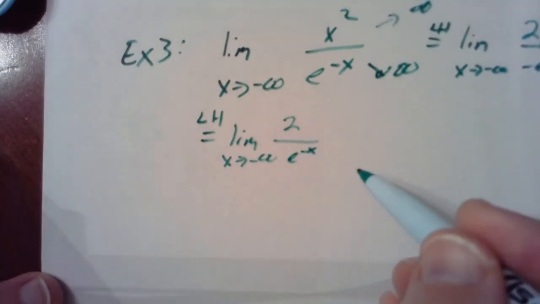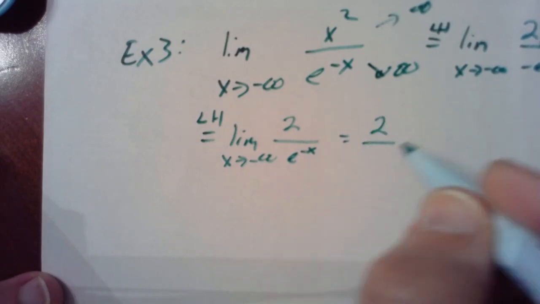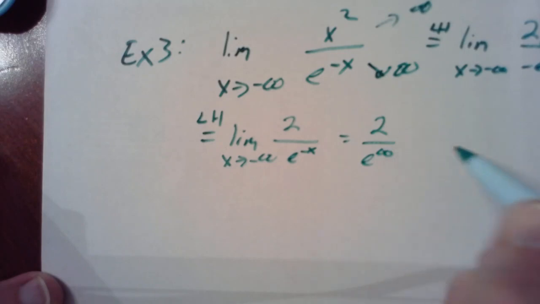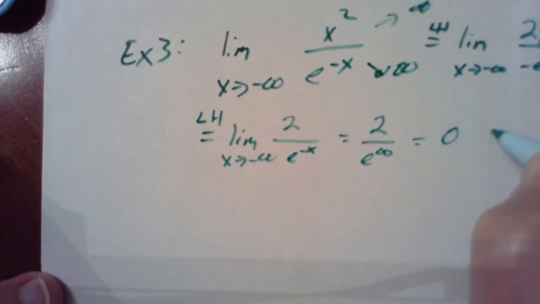And now if I evaluate to negative infinity, this is going to be 2 over e to the infinity, and as the denominator gets very large, this is going to approach 0.